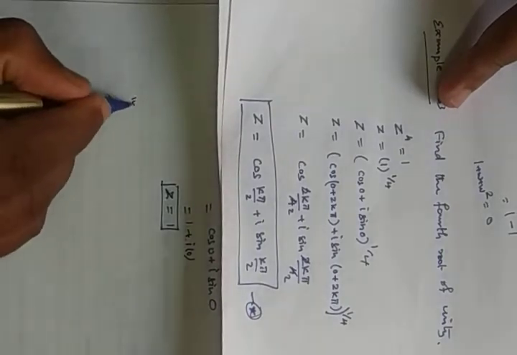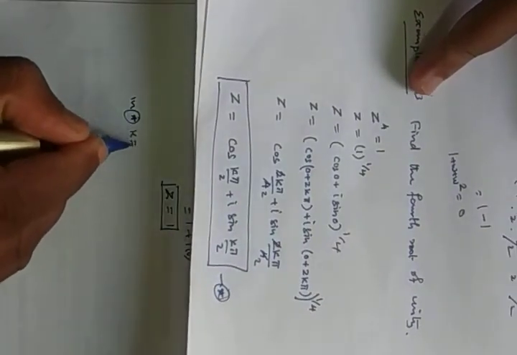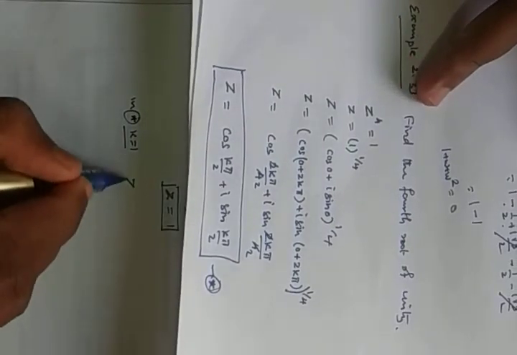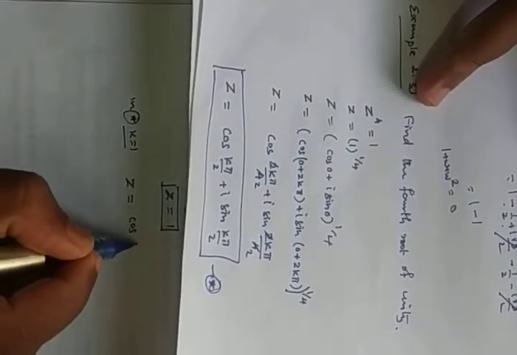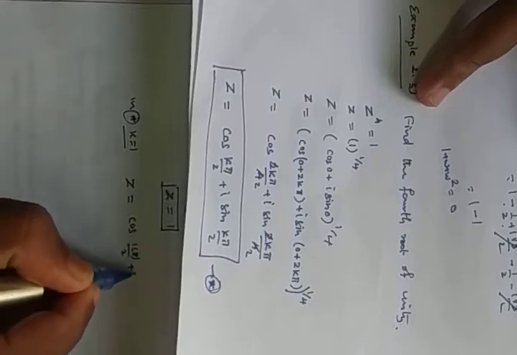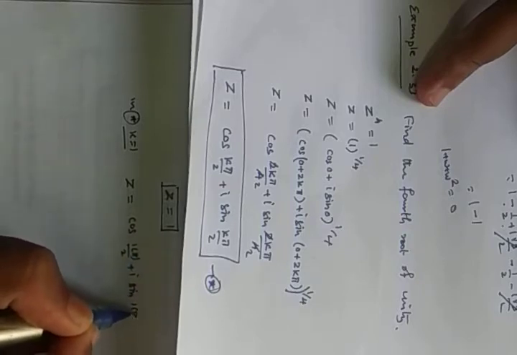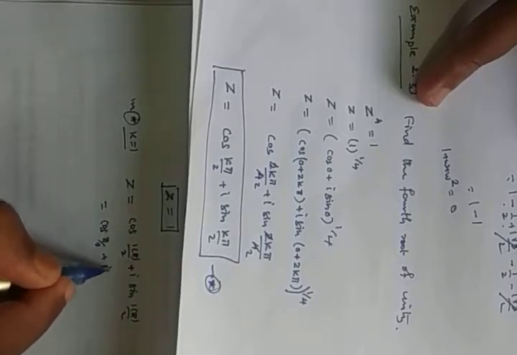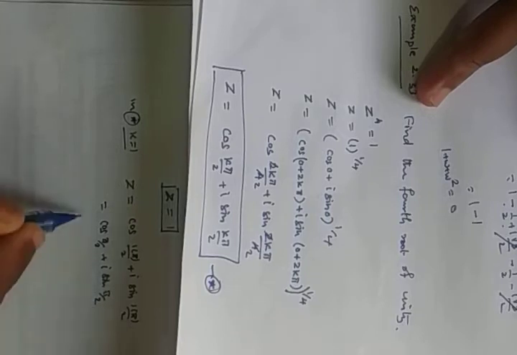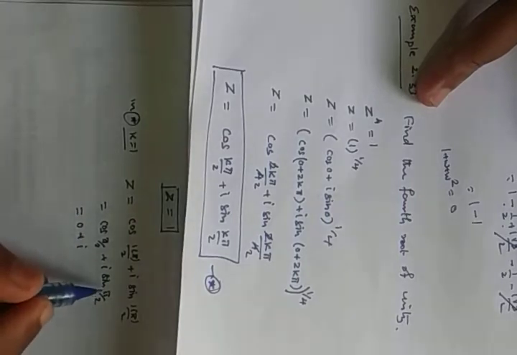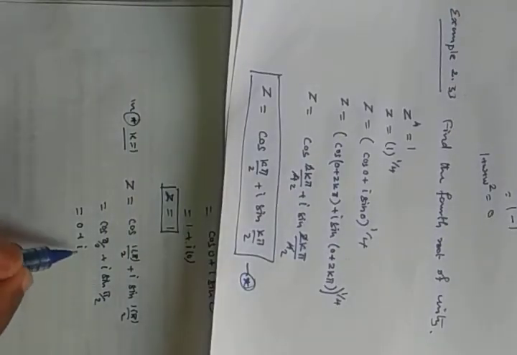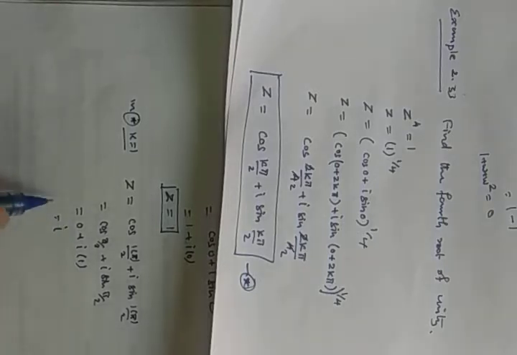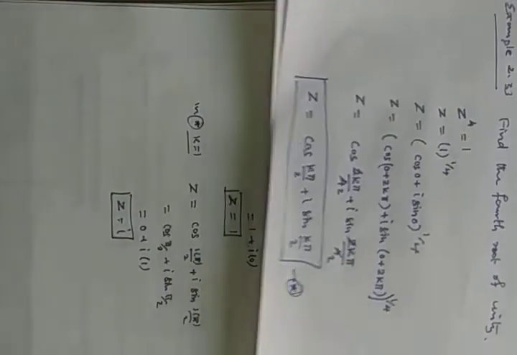Second one, in star we put k = 1. Now z = cos(1·π/2) + i sin(1·π/2), so we get cos 90° + i sin 90°. As you know, cos 90° is 0, plus i times sin 90°, and sin 90° is 1, so i into 1 is i plus 0. So the z value we get is i here. Is it clear?